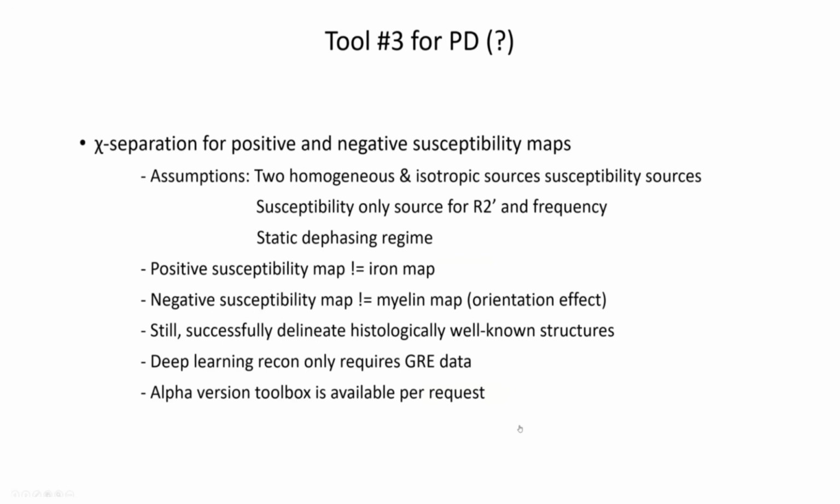So if I go to almost my last slide, the tool summary for tool number 3: this chi separation is a new tool for advanced QSM. It has a lot of assumptions, and we don't say that the positive susceptibility map is the same as the iron map, nor is the negative susceptibility map the same as the myelin map. Still, we believe they do carry some important information that can be interpretable and usable for clinical diagnosis. And deep learning seems to do a lot of good work in reconstructing and processing the result. And we have this alpha version toolbox that we have begun to share with other people.